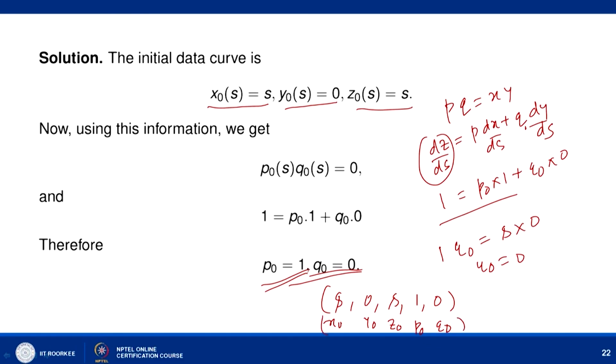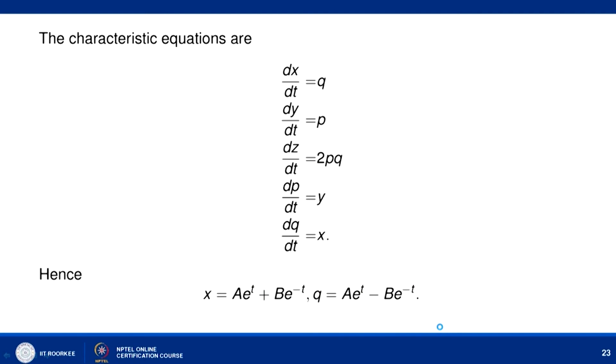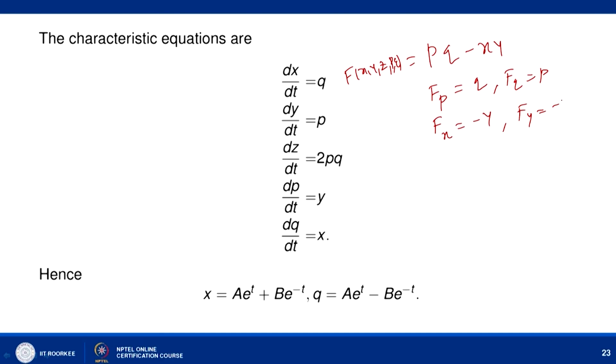Now, once we have the initial data, we look at the set of ordinary differential equations. For that we simply say that pq minus xy we call f of x, y, z, p, q equal to this. Then f of p is equal to q, f of q equal to p, f of x equal to minus y, f of y equal to minus x, and f of z is equal to 0.